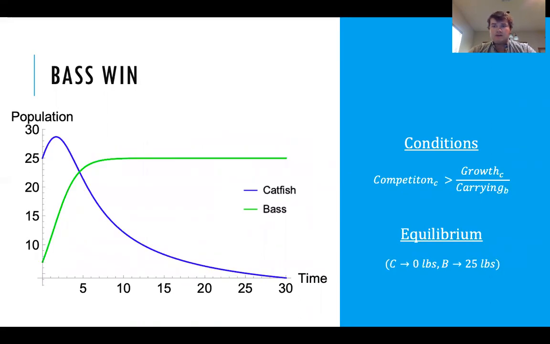The conditions are similar for bass to win. You can tell by the picture, we use a smaller initial value of bass, and you can see that the catfish are approaching their carrying capacity but are eventually outcompeted by the bass. And this graph obviously shows the bass reaching their carrying capacity as well.